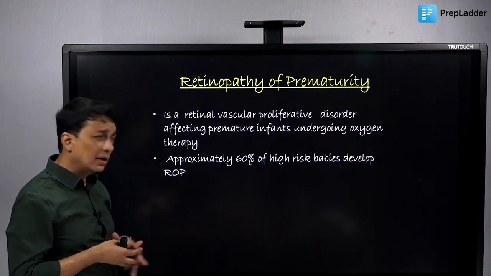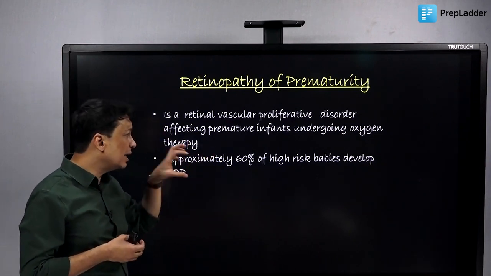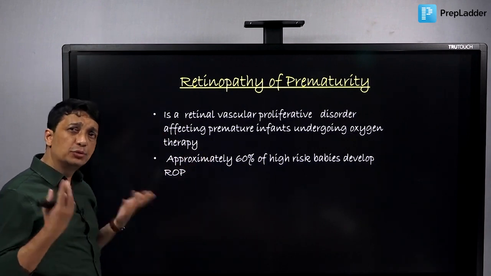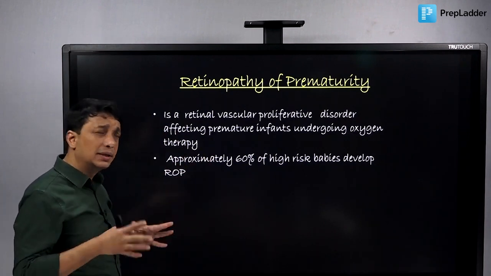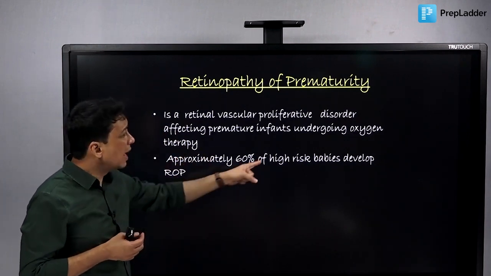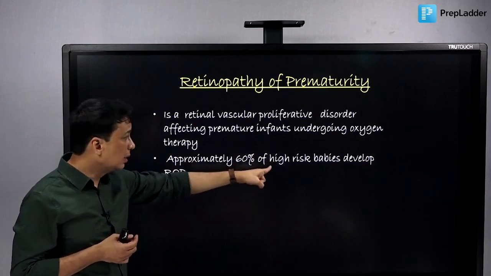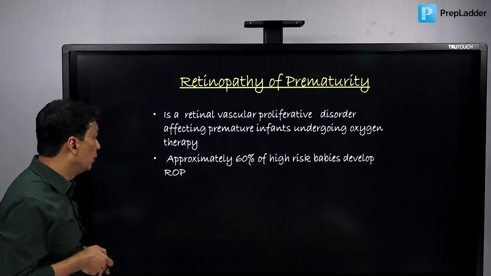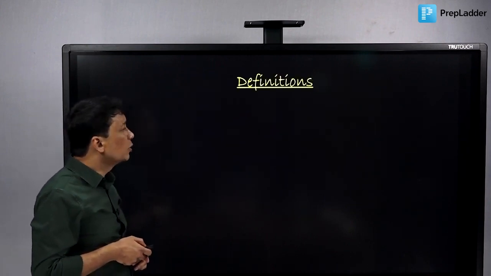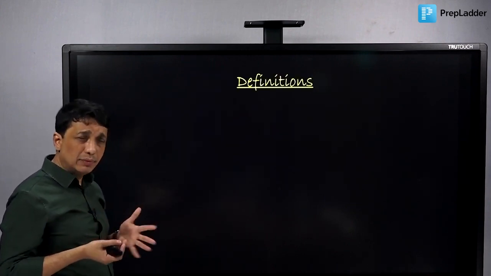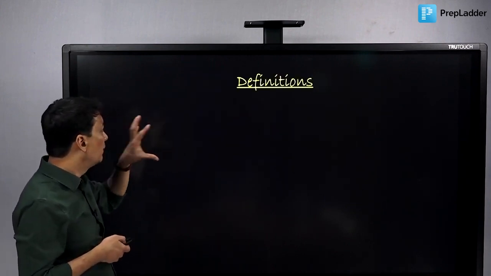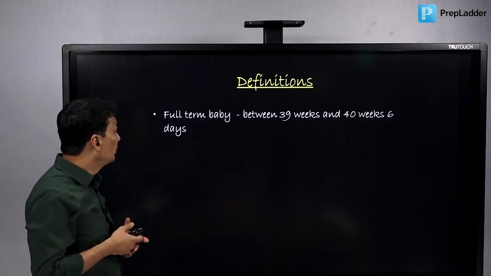Now, that's a very high figure, though this is a very approximate figure, but just to tell you, so we have some idea that approximately 60% of high-risk babies, not all babies, remember, develop ROP. Very well. But before we discuss all this, before we go into actual ROP, we need to clarify our concepts by a few definitions, and let's look at that.